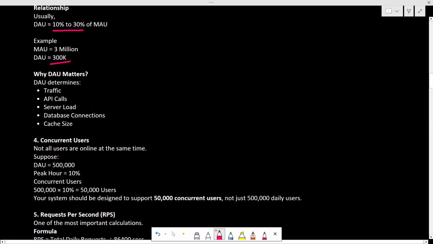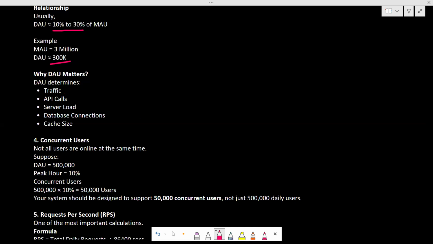So now, why does DAU matter? DAU actually determines the regular average traffic, API calls, server load, database connections, cache size. So if we are able to calculate on a daily basis, or if it is a highly impacted application, then you also need to calculate on an hourly basis, 15 minutes basis, 45 minutes basis, per second basis. In that way also you need to calculate. But initially you have to calculate on a monthly basis, daily basis, like that.